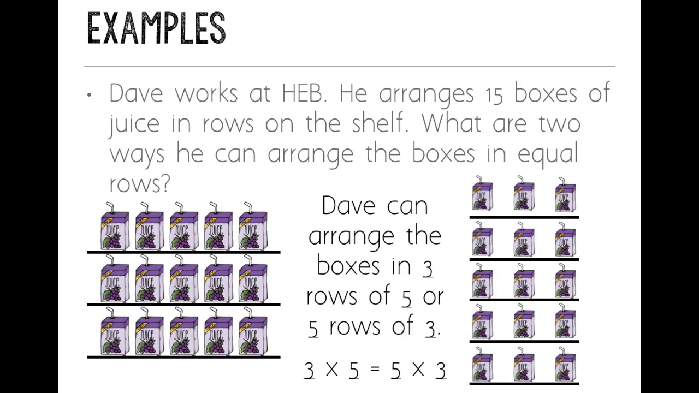So the two ways Dave can arrange the boxes are 3 rows of 5 or 5 rows of 3. So I know that 3 times 5 is equal to 5 times 3. And that's my commutative property. I still have 15 boxes of juice. I just arranged them in 2 different ways.